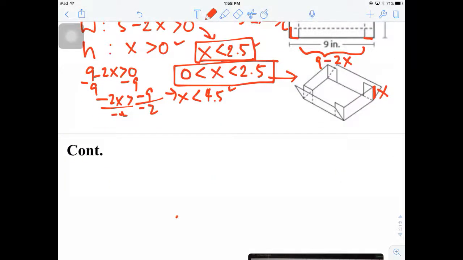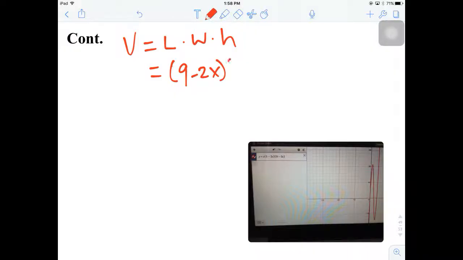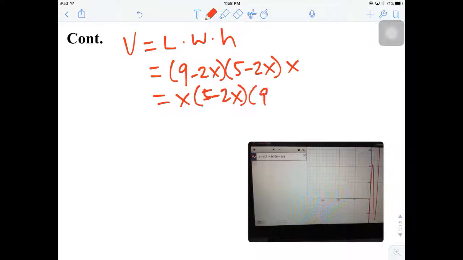So I'm going to actually just show my work here. Volume equals length times width times height, and that's equal to the length, which is 9 minus 2x, the width is 5 minus 2x, and the height is x. If you want to make it look nicer, you can rearrange everything. It doesn't really matter, it's just a matter of making it look a little cleaner. So this is the formula.